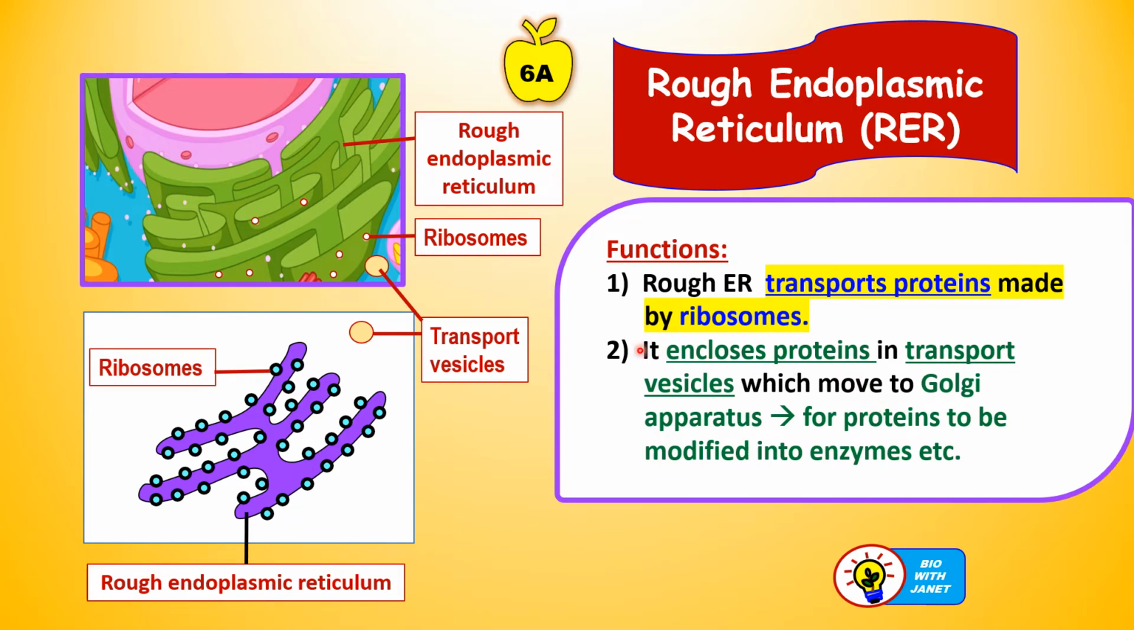Okay, so the rough ER transports proteins made by ribosomes, and it also encloses the proteins in transport vesicles, which look like just round bags. And the transport vesicles will move to the Golgi apparatus and empty its contents, that means the proteins, into the Golgi apparatus to be modified. All right. So remember, rough ER has something to do with the transport, not synthesis, but transport of proteins.